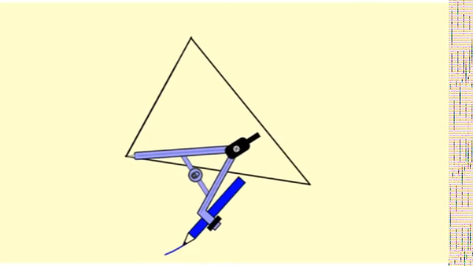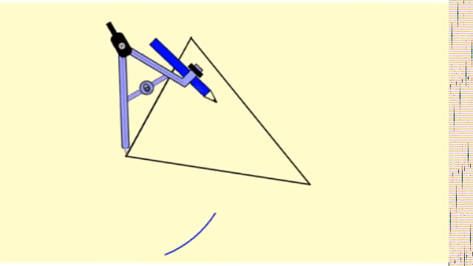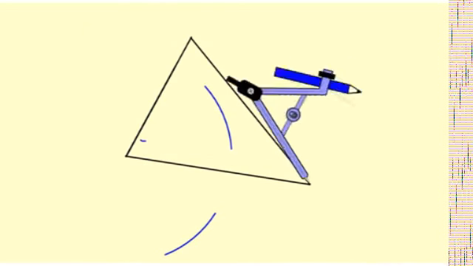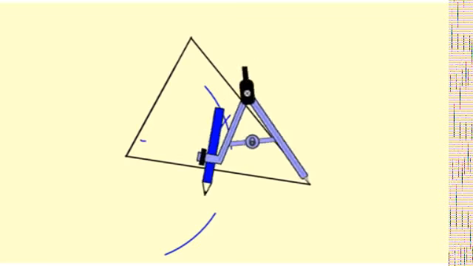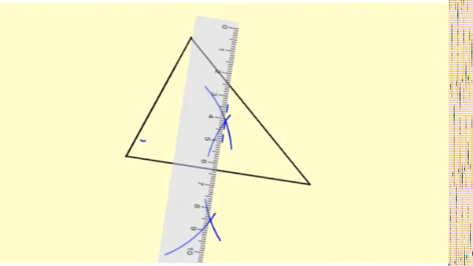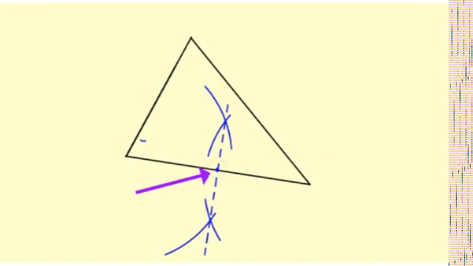Then what we do is we draw an arc below and above each of those endpoints. Now I use a ruler to connect those intersections. I'm going to draw this with a dotted line because it's not really the perpendicular line that I'm interested in. I'm just interested in this point right here because this is the midpoint. Now I'll do it for the other two sides as well.